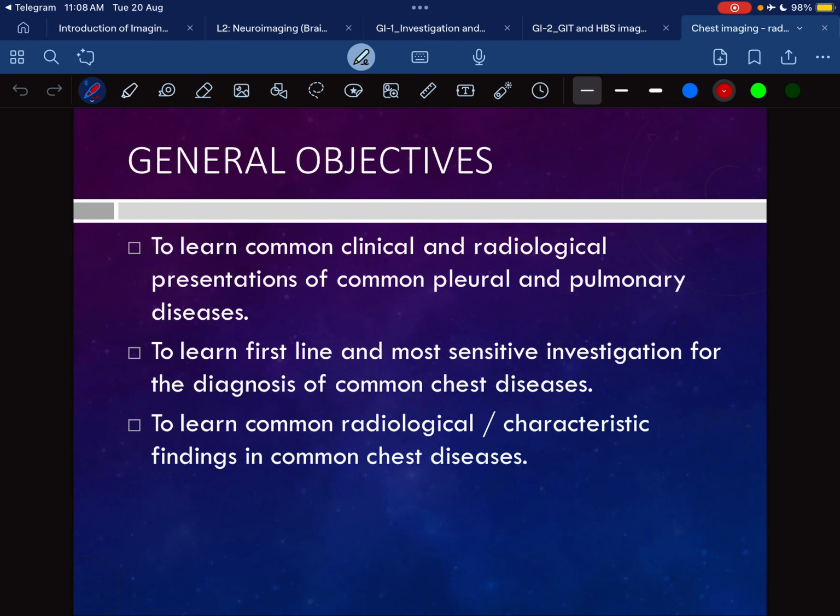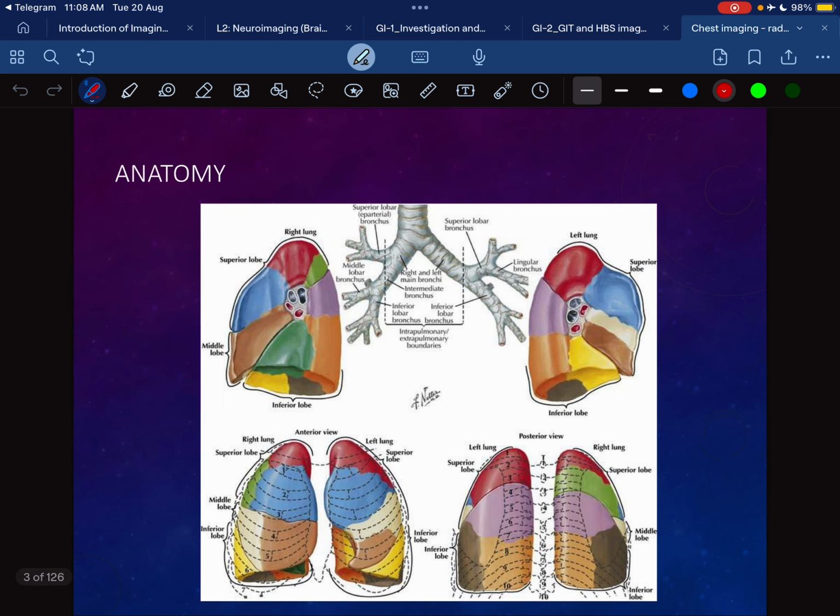So basically, the lung is divided into two sides, right and left. The right has three lobes: right upper, middle, and lower lung lobes. This is supplied by the trachea. The trachea at the center is divided into right and left main bronchus. The right main bronchus has an upper lobe, intermedius, upper, middle, and lower, whereas the left side has a left main bronchus, upper lobe, and lower lobe.